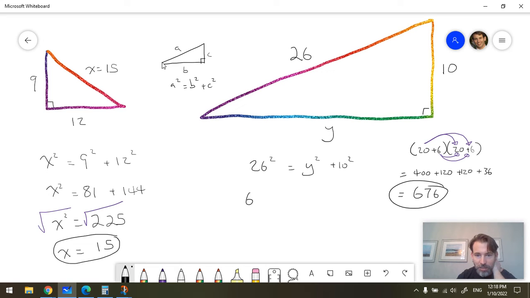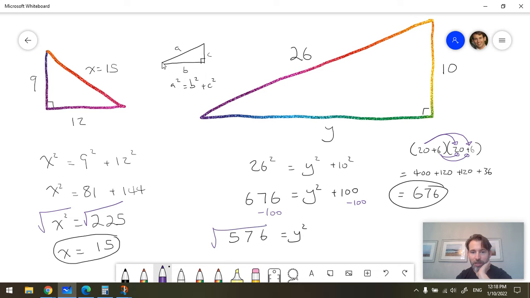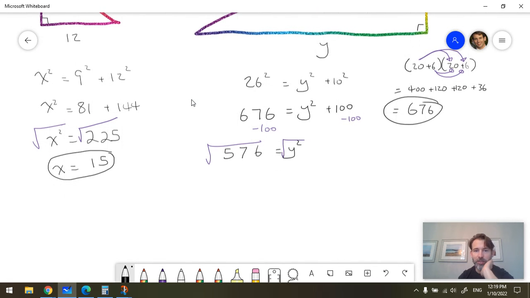So this is 676 equals y squared plus 100. 10 squared is 100. Now we subtract 100 from both sides, and we get 576 is equal to y squared. And then we're going to take the square root of both sides. Notice we had this one extra inverse operation we had to do if we were setting up the equation this way. The square root of 576 is going to be equal to y, and the square root of 576, well, that's 24.